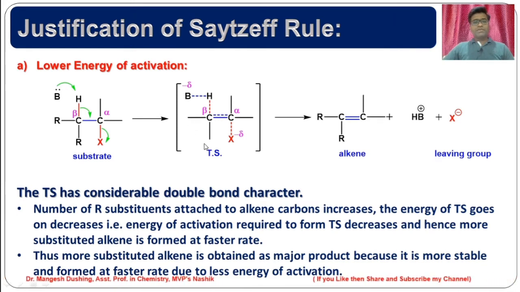In the E2 mechanism, the transition state has double bond character. So as the number of R substituents increases, the transition state energy will decrease. It means the required energy of activation will be less to form the transition state, and hence the more substituted alkene is formed at a faster rate and is obtained as the major product. The more substituted alkene is the major product because it is more stable and formed at a faster rate due to less energy of activation.